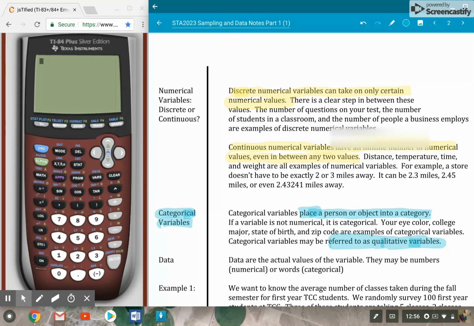Now, the data that we collect, these are the actual values of the variable. They're not the variable. The variable is what you're asking about, what you're studying. The data are the responses to your question about that variable. So I could say, well, GPA is my variable. I'm going to ask about that, and after I go out and talk to people, say, what is your GPA? And as those responses come in, that would be my data. Eye color could be our categorical variable. I'm going to go out and ask, what is your eye color? And the responses, the green, the brown, the blue, the hazel, that would be our data.